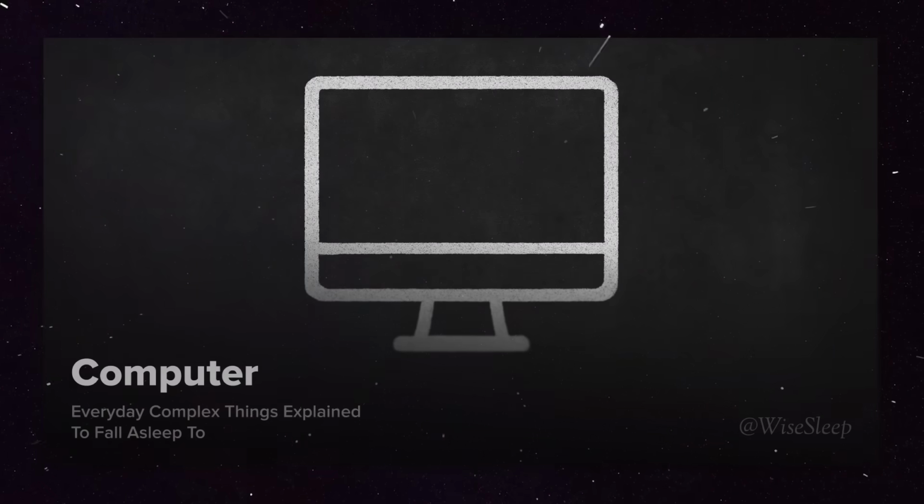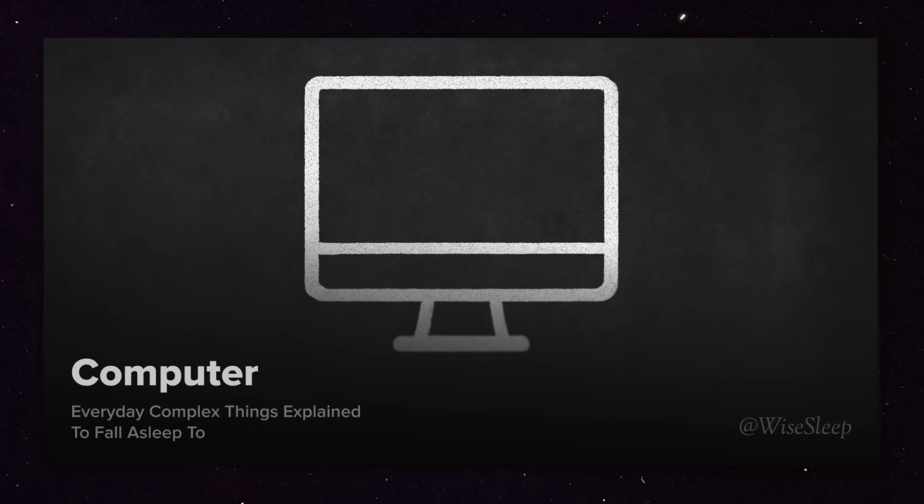Computer. You're probably watching this on a computer right now, whether it's a laptop, tablet, or phone. A computer is a machine that takes in information, processes it, and gives you a result. At its core, it follows a very simple cycle: input, process, output. You type on a keyboard or tap a screen. The computer processes your request using its hardware and software, and then it displays the result on your screen.